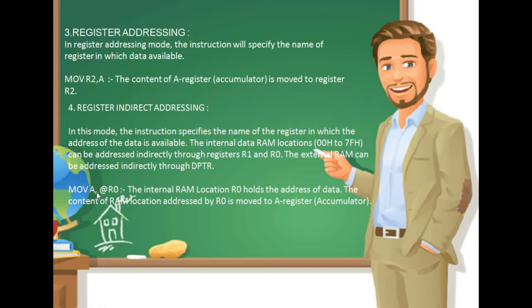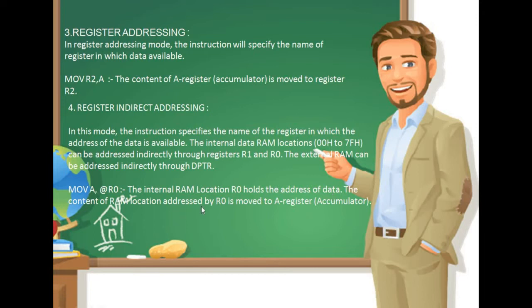See here, MOV A, @R0. R0 refers to an internal RAM location. Here they have specified that internal RAM data locations 00H to 7FH are addressed through the registers R0 and R1. Here they have given R0, that means it is an internal value. The internal RAM location holds the address of the data.